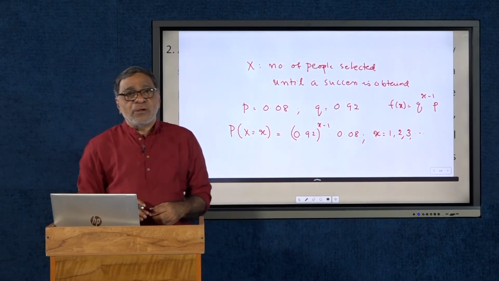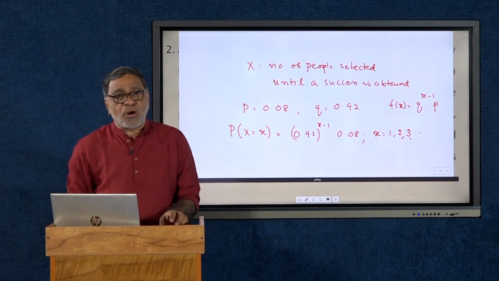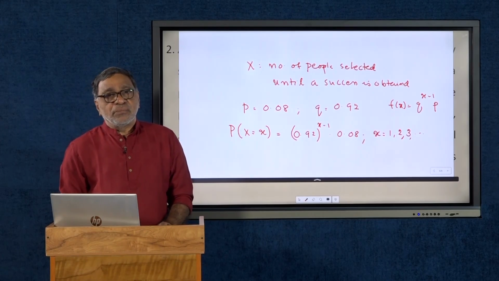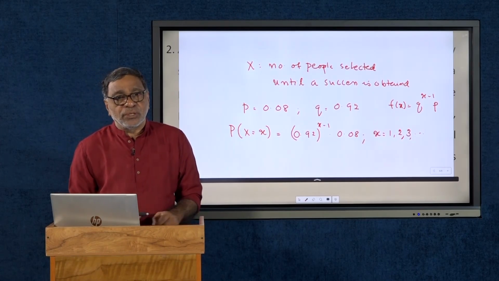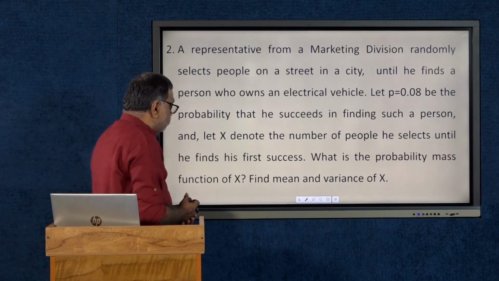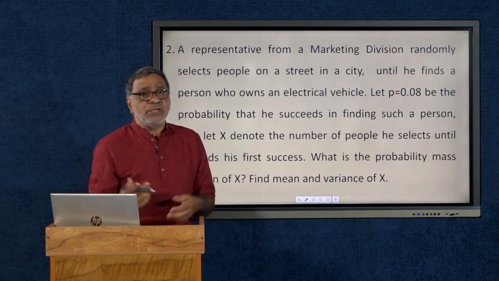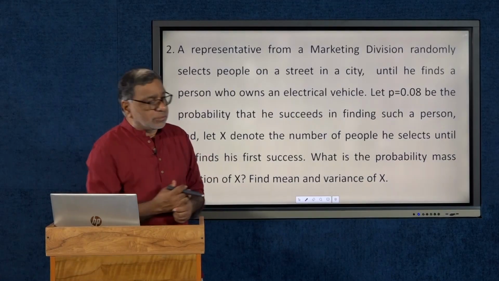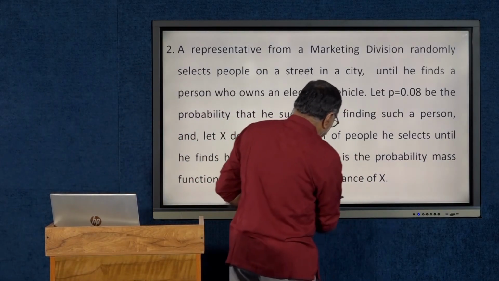So, this is the probability mass function of that particular random variable. So, the question we have: what is the probability mass function of x, and find the mean and variance of x. You know what the mean and variance are?